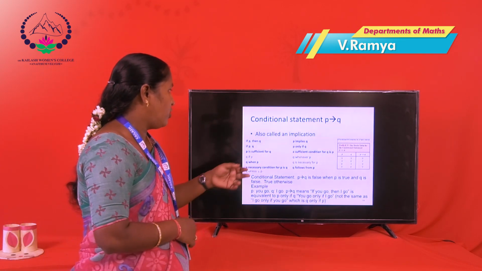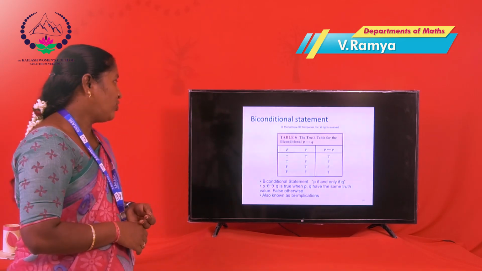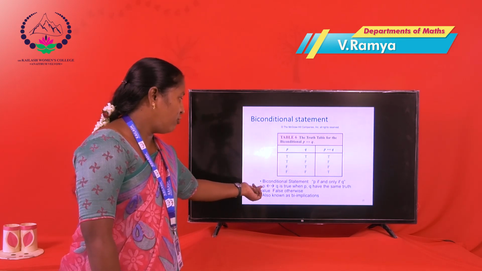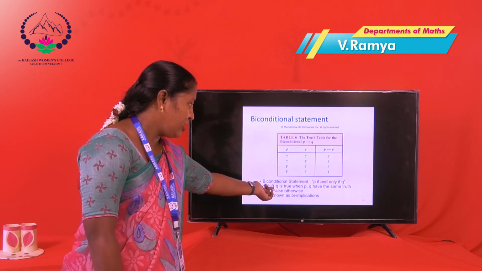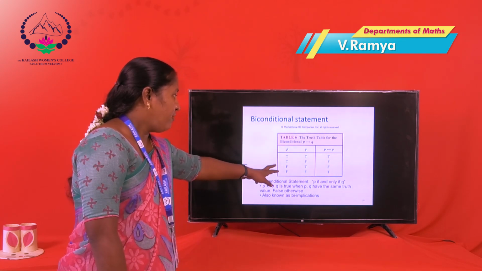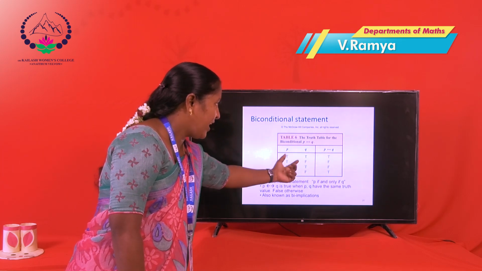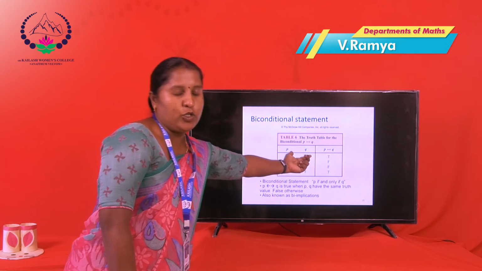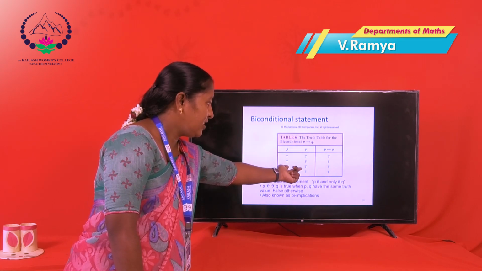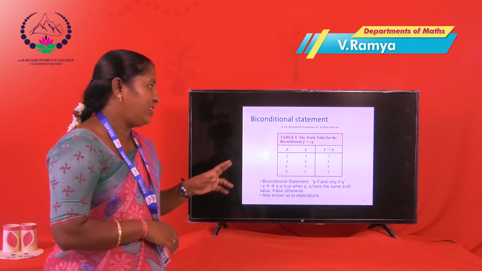Conditional statements are also called implications. The next one is biconditional statements. We write P if and only if Q. The notation of the biconditional statement is P biconditional Q. It is true when P and Q have the same truth value and false otherwise. For example, P has the truth value T and Q has the truth value T, so P biconditional Q is also true. Likewise, if the P statement is false and the Q statement is false, then the result is true. Whenever both P and Q have the same value, we get the result T.